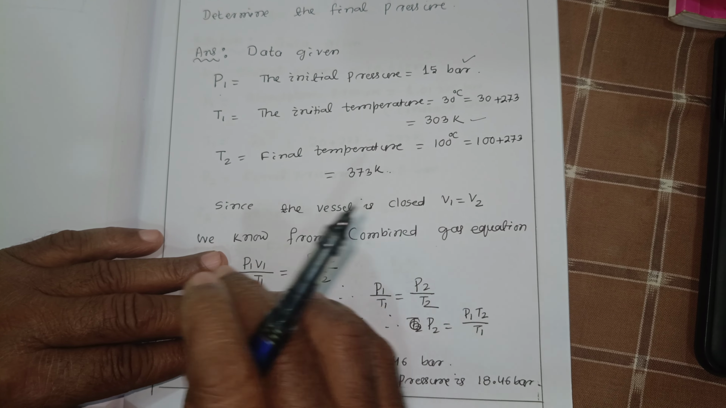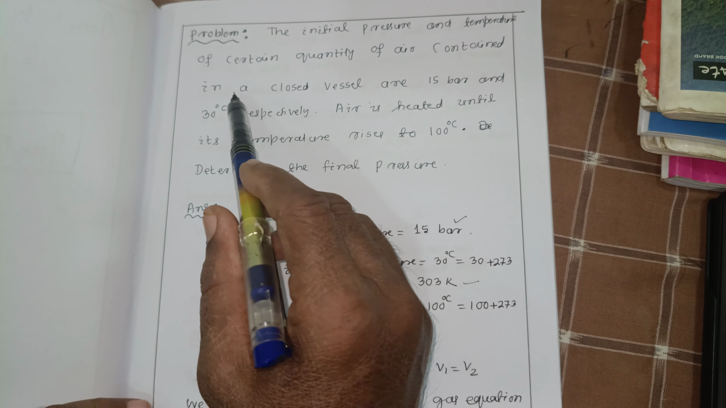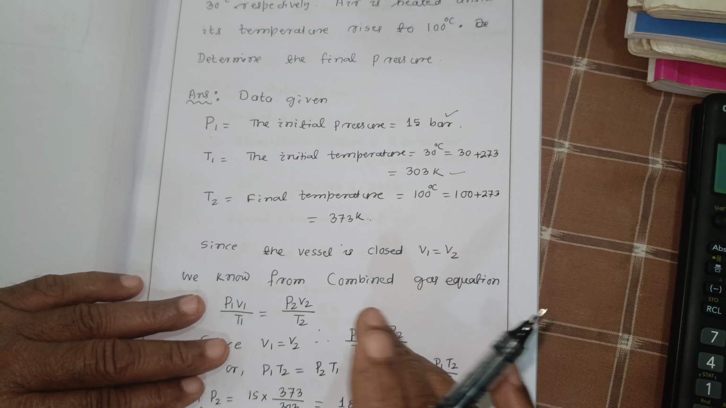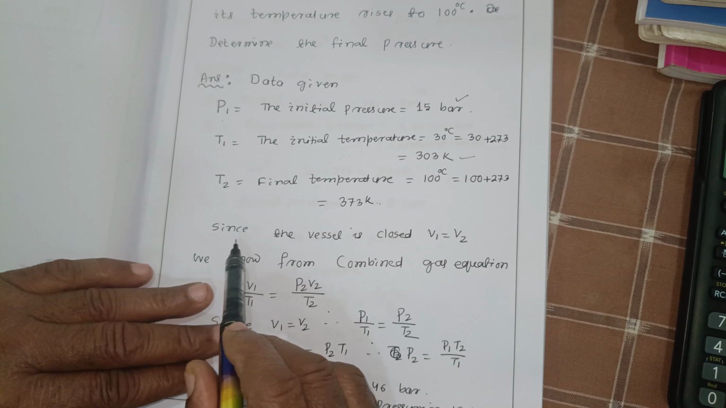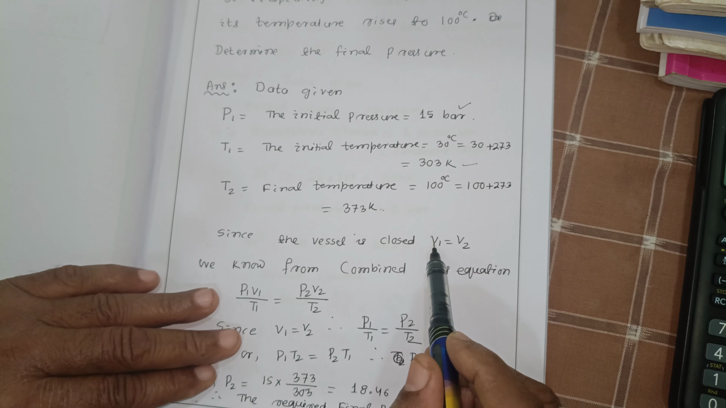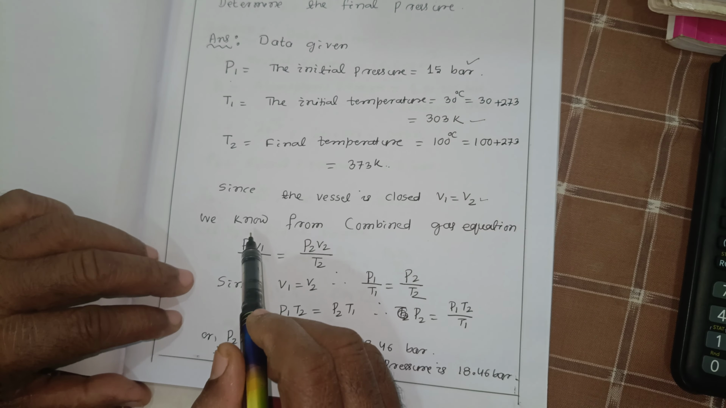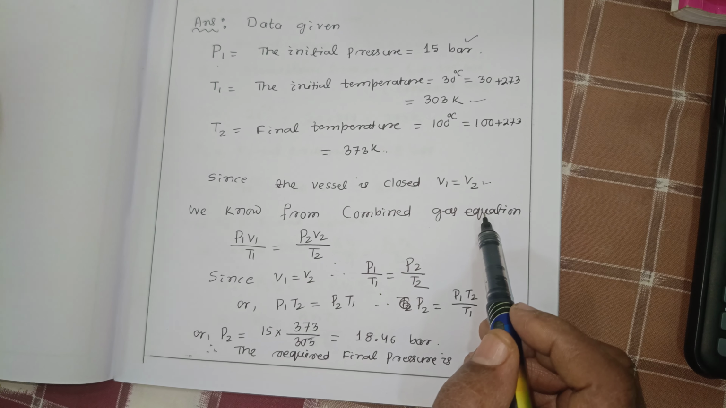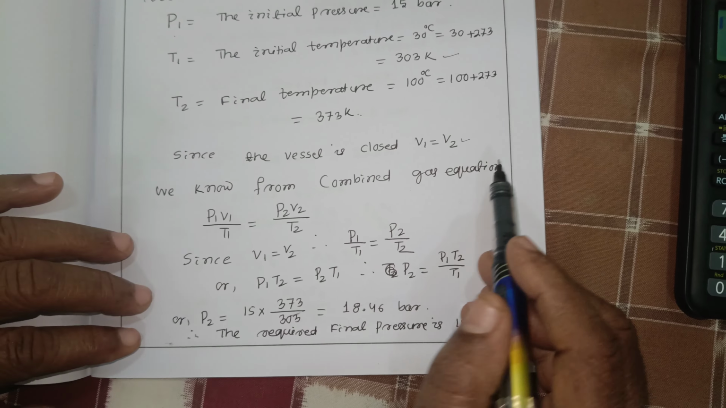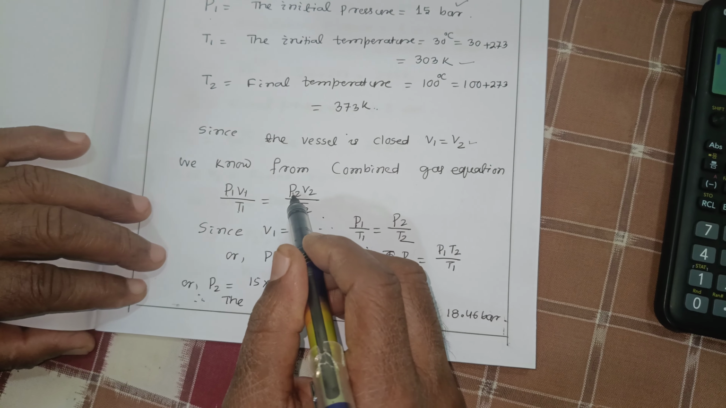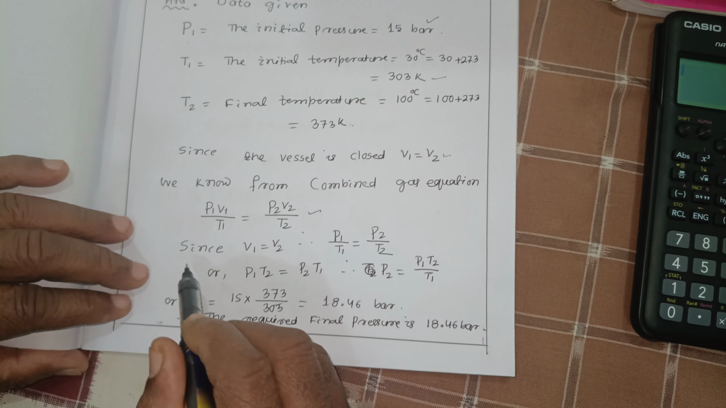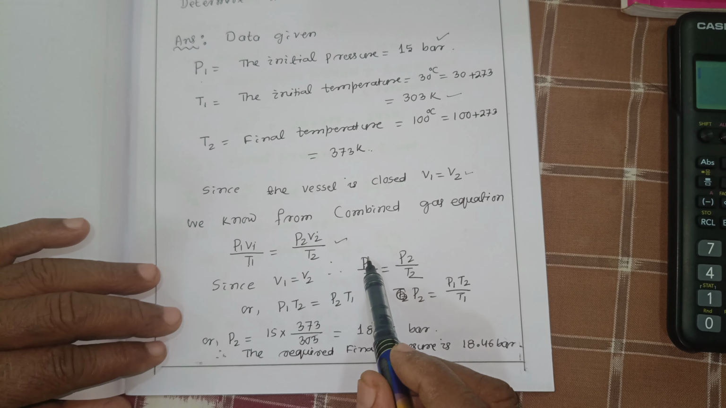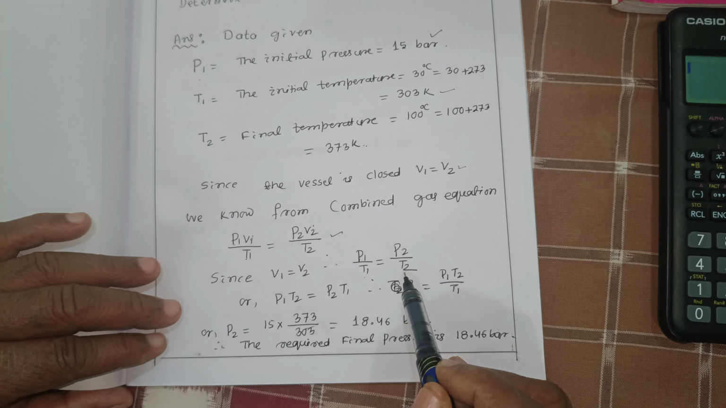You know that since the vessel is a closed one, V1 is equal to V2, because volume is always constant. Therefore, I am writing, as the vessel is closed, V1 is equal to V2. We know from the combined gas equation, which means when we combine both Boyle's law and Charles' law, we get P1 V1 by T1 is equal to P2 V2 by T2. Since V1 is equal to V2, that equation becomes P1 by T1 is equal to P2 by T2.